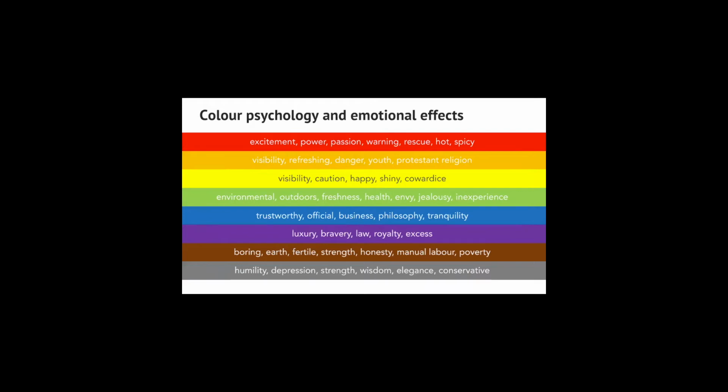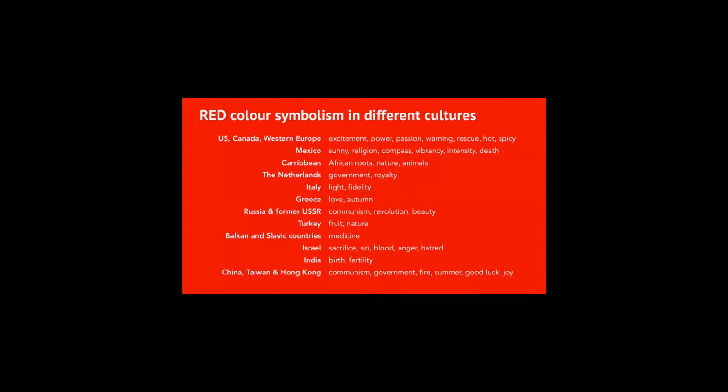perceived in different cultures, and then we'll see that there are many differences there. For example, if we start with the color red, we see that in Russia, in China, for example, it is considered good luck or joy in China, and in Russia it is connected with communism, revolution, or beauty, while in Italy it is connected with light. So in different cultures, in different regions, color has a different symbolism.